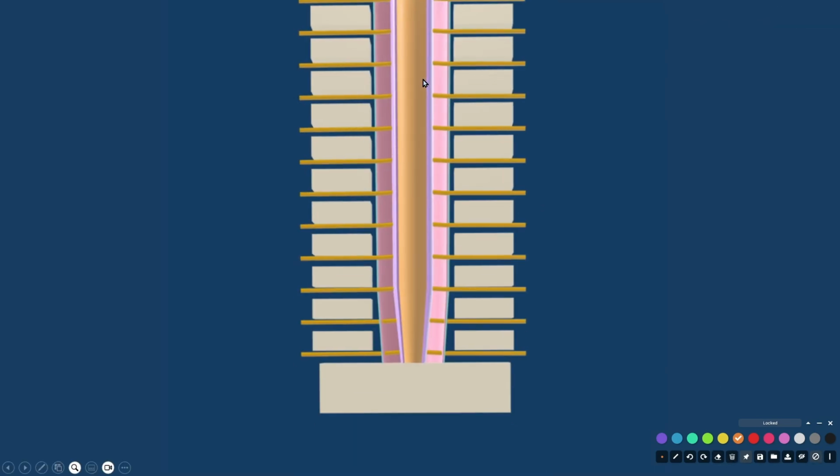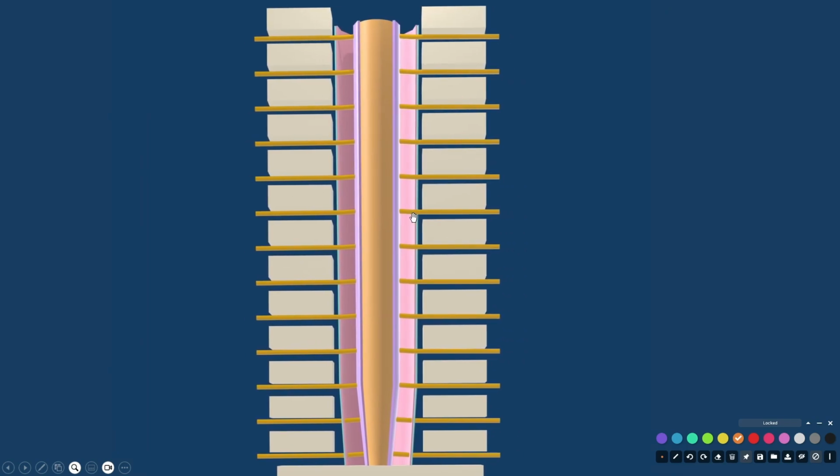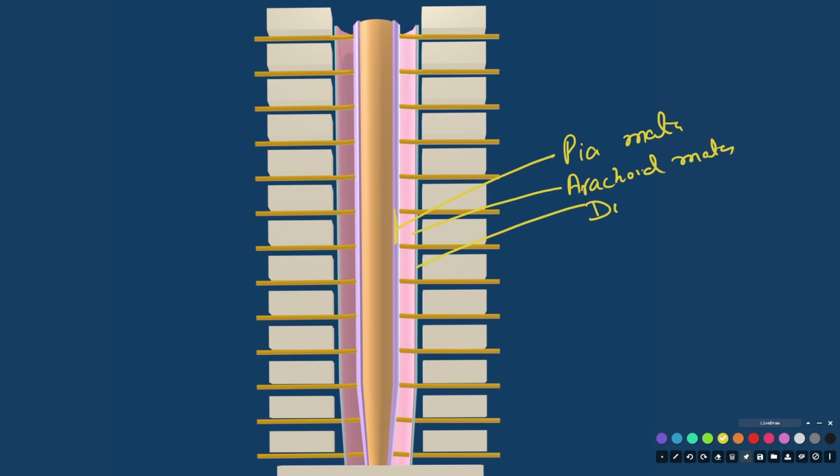The second thing that happened here is that the spinal cord is covered by meninges. Three meningeal layers are there, and let me show you these. The innermost is the pia mater, this purplish one here. Then the outer one, this pinkish one, is the arachnoid mater. And the outermost is the dura mater, which is nearest to bone. Between the arachnoid and pia there is this space called the subarachnoid space, which consists of CSF.